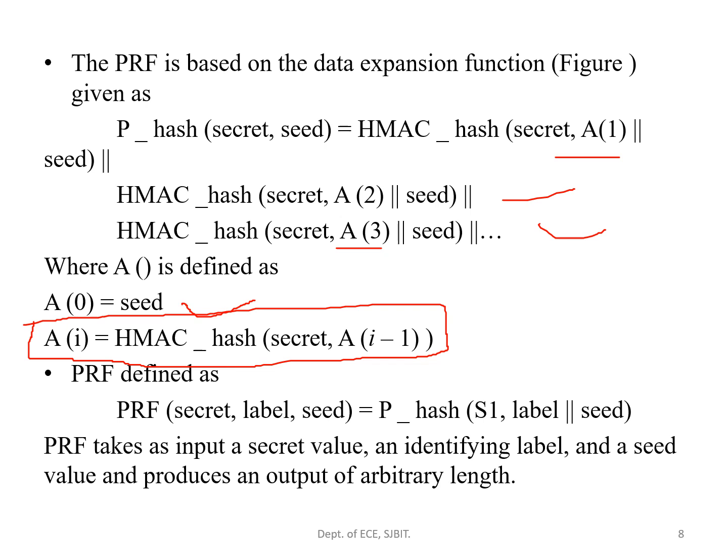The pseudorandom function is defined as taking the secret, label and seed. We consider the secret key, mention the label, and the seed is the input. For example, P_hash of S1 comma label concatenated with the seed. PRF takes an input, a secret value, an identifying label and a seed value, and produces an output of arbitrary length.